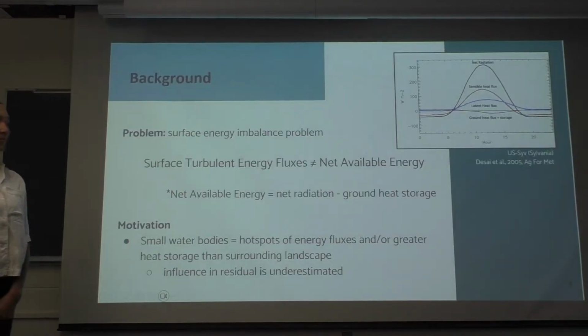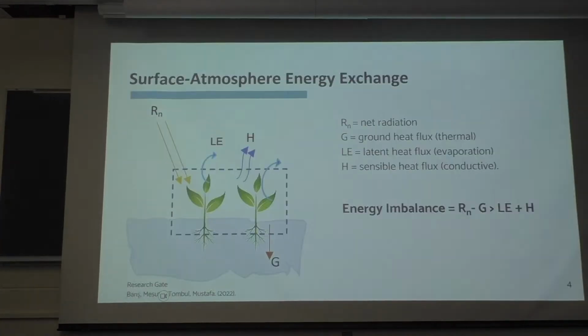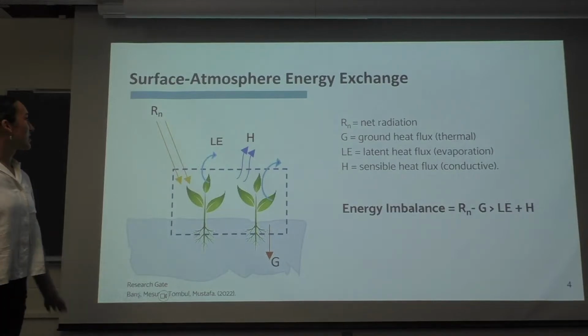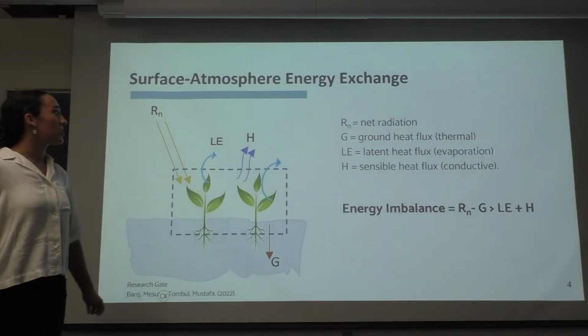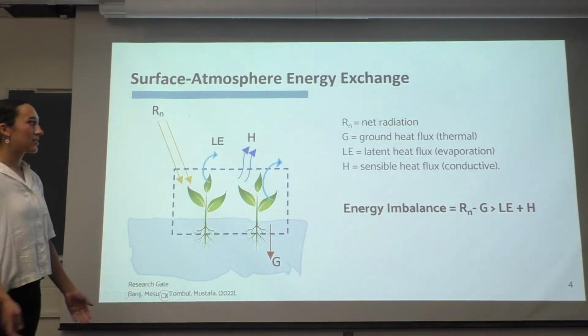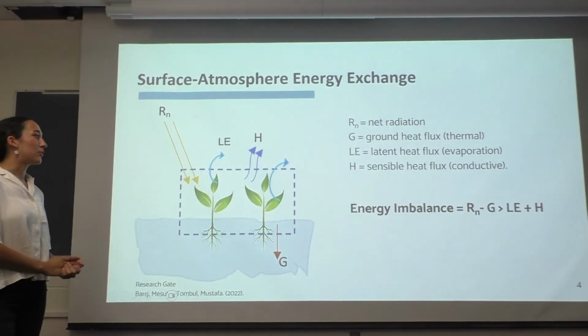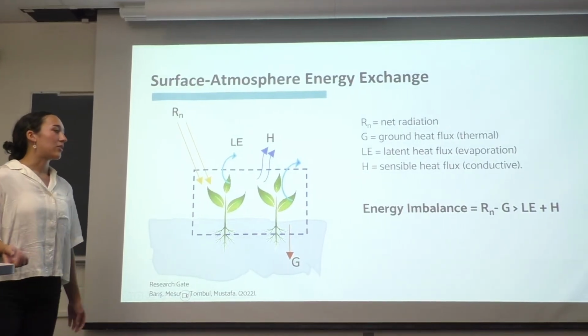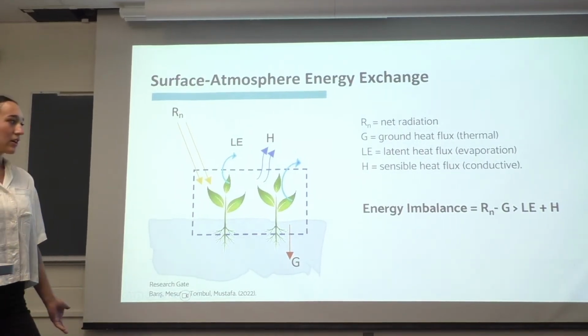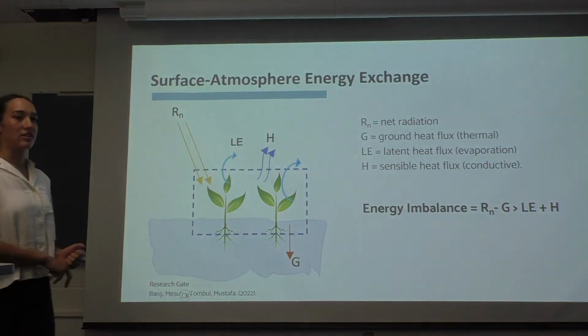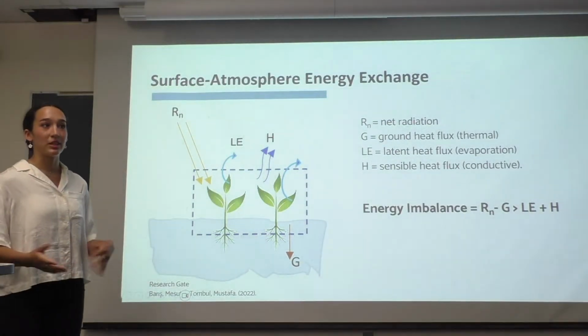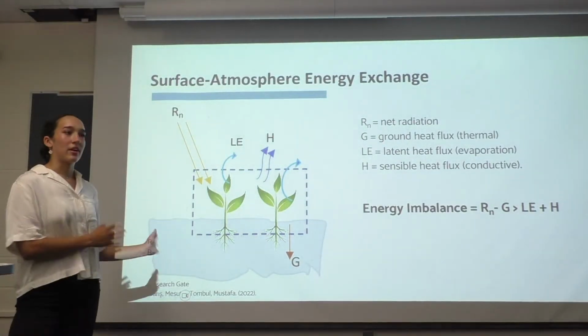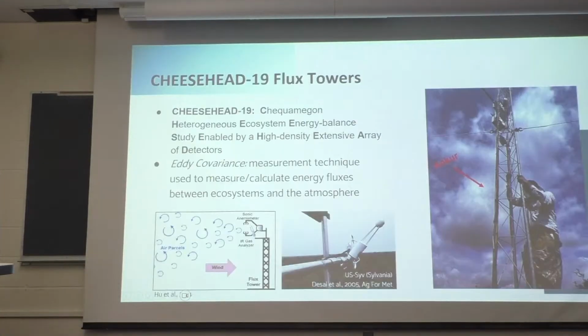Okay, so, there we go. Just to show this surface-atmosphere energy exchange, it consists of 4 different variables. Energy imbalance occurs when net radiation minus ground heat flux is more than latent and sensible heat flux, when in reality it should be equal, and so that is the gap that I'm looking at.